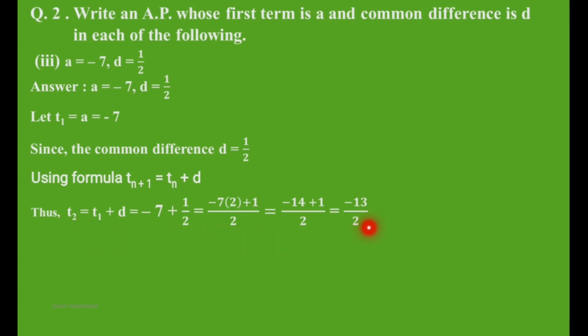Now find the value of T3. So we have to use the formula T3 is equals to T2 plus d. So we write here T3 is equals to T2 plus d. Value of T2 we calculate minus 13 by 2.